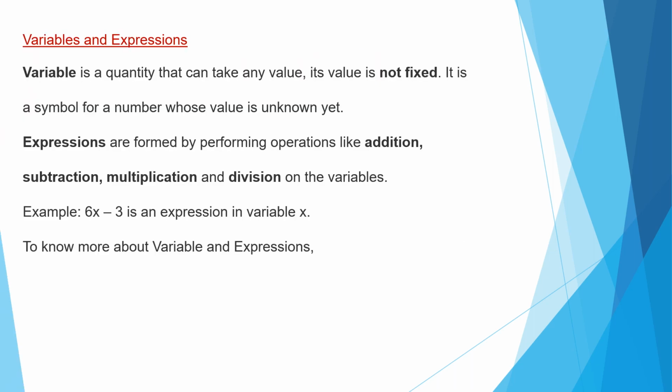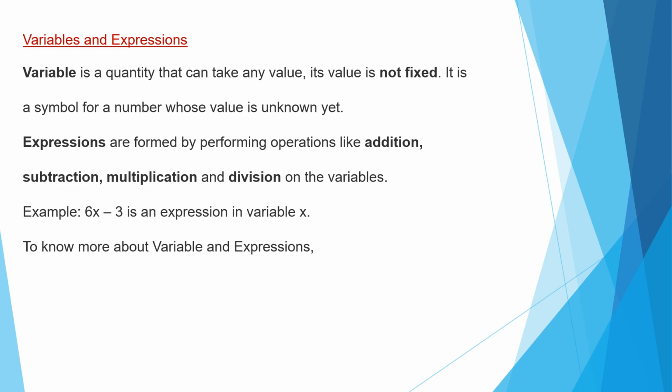As you know already, algebra mainly consists of variables and expressions. A variable is a quantity that can take any value. It is not a fixed value, right? It is a symbol for a number whose value is unknown yet. Then what are expressions? Expressions are formed by performing operations like addition, subtraction, multiplication and division.